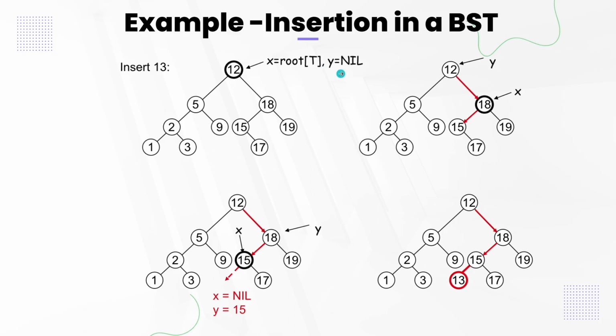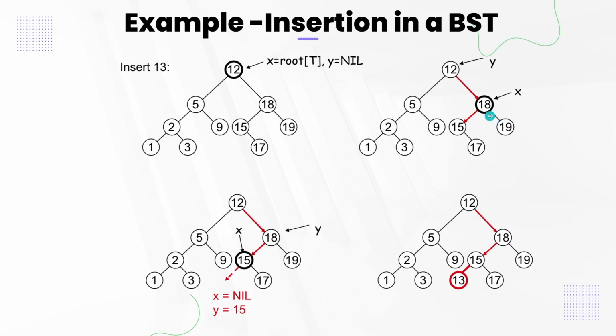So, to start this insertion operation, we first initialize x with the value of root and y with null. Now, we have to compare 13 and 12. 13 is greater than 12. So, we move along the right subtree, and we position x at 18, and y takes the place of x. So, y is a trailing pointer. It points to the value that was pointed to by x earlier, and x takes a new position, pointing to the root node of the right subtree in this case.